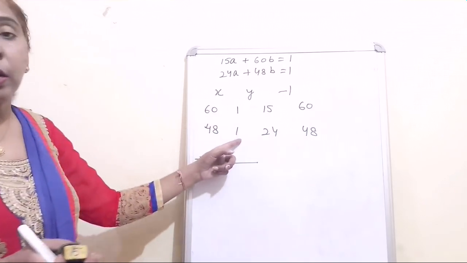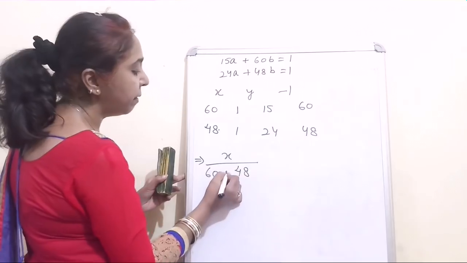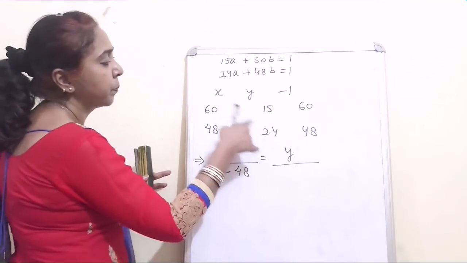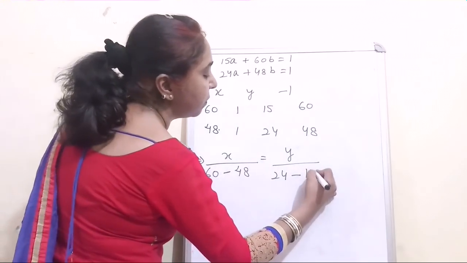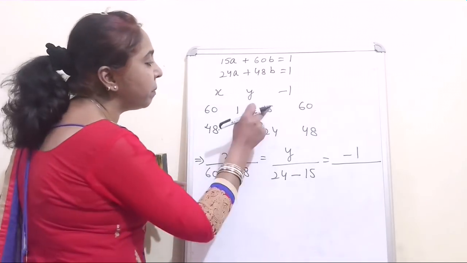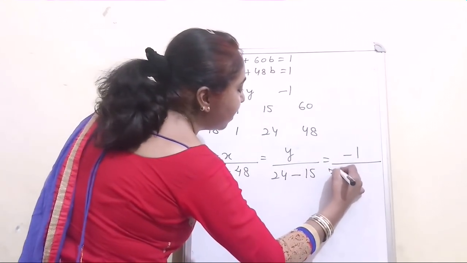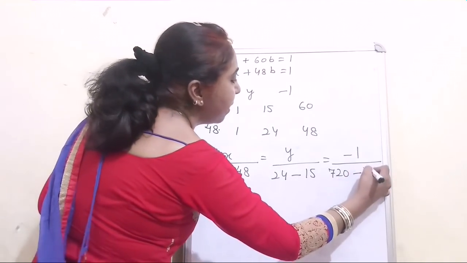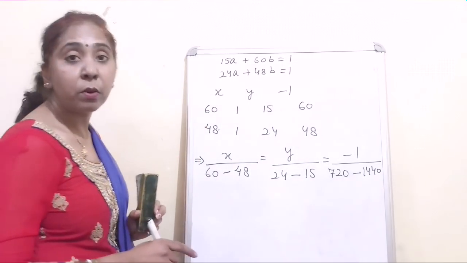Now we'll have to apply the cross multiplication. Tell me fast. 60 into 1, 60. Very good. 48 into 1, 48. And here the sign of minus. Similarly, y upon 24 minus 15, 1 into 15, it's 15, equal to -1 upon. Show me your calculation skills and tell me 15 into 48. 720. Oh my god, 720 minus 24 into 60, 1440. Have you crammed this? No. Oh, so this is what you'll get after cross multiplication.